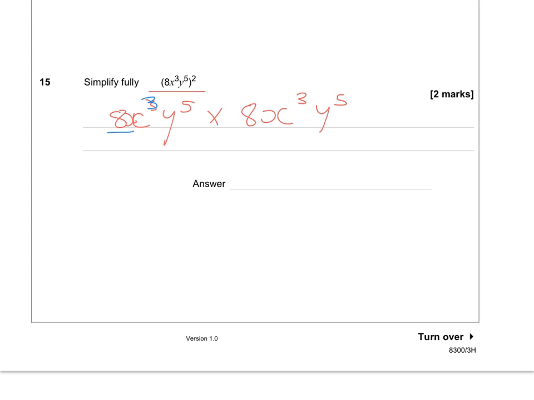So, looking at 8 first of all, 8 multiplied by 8 is 64. Looking next at x cubed multiplied by x cubed, that would give us x to the power of 6. And then finally, looking at y to the power 5 multiplied by y to the power 5, that's y to the power of 10 overall. Because we're multiplying, we add our indices.